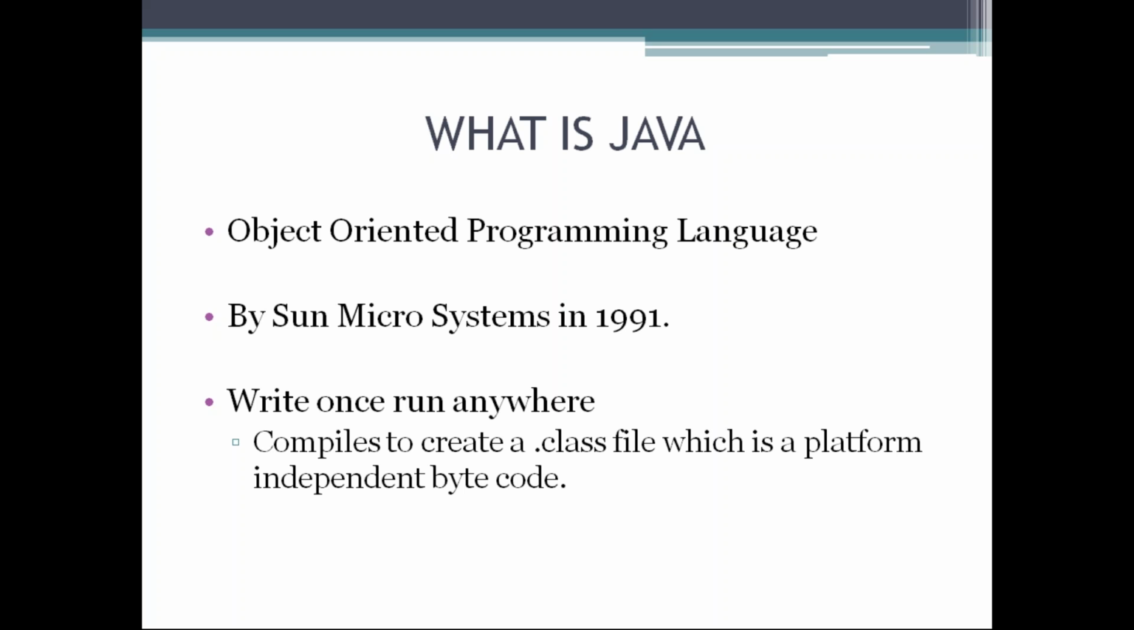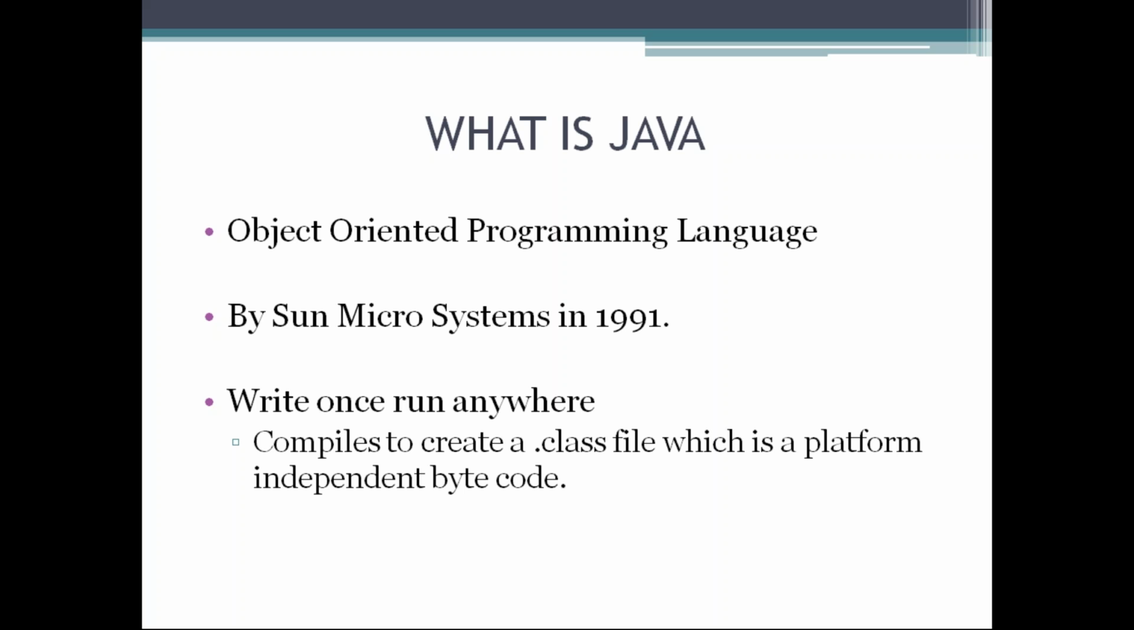Java was primarily developed by Sun Microsystems in 1991. And at the time of release, Java was a very slow language, but right now it is one of the most powerful languages that we can find out there. And the most interesting thing about Java that you can come across is that it is a write once, run anywhere programming language.